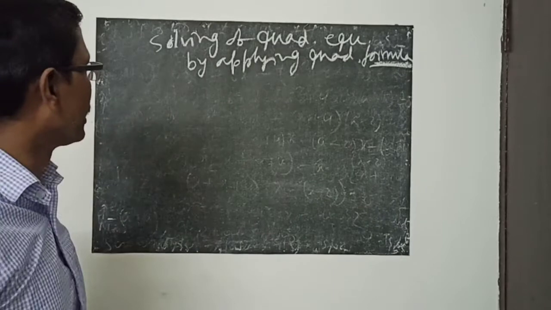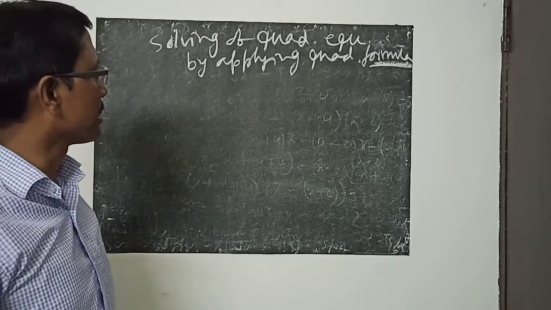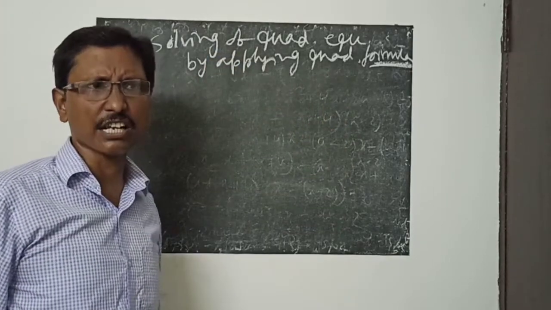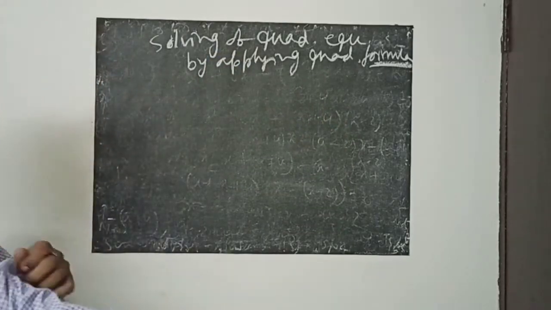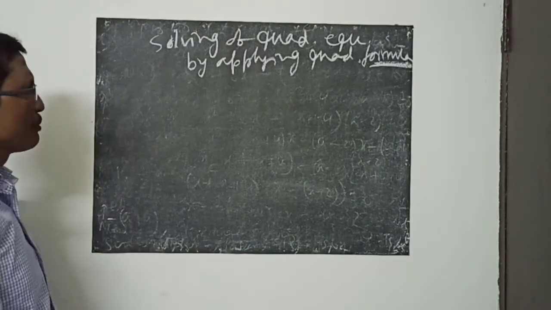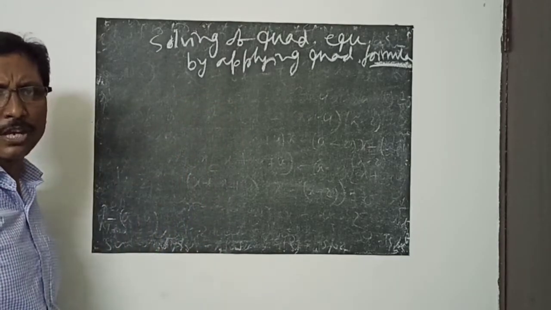This is also known as Sridhar Acharya's method. The mathematician Sridhar Acharya has given that one, so that's why it is called Sridhar Acharya's method. Now, how can we get that method? Consider the standard form of the equation.